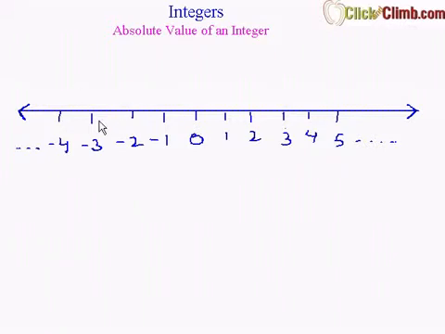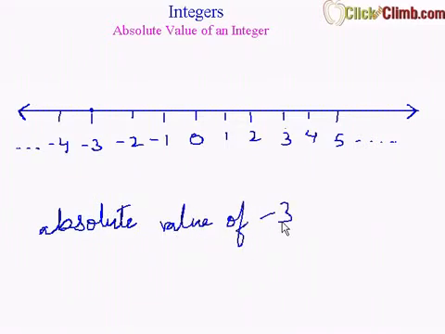And if I talk about the absolute value of -3, you can see that -3 is here. Now I will just count the distance of -3 from the 0. So I can see 1, 2 and 3. So the absolute value of -3 is also 3, and I won't say that -3 or +3. So the absolute value of -3 is only 3.